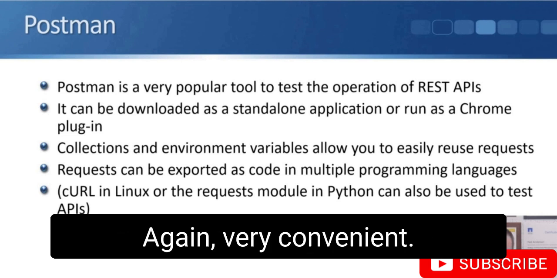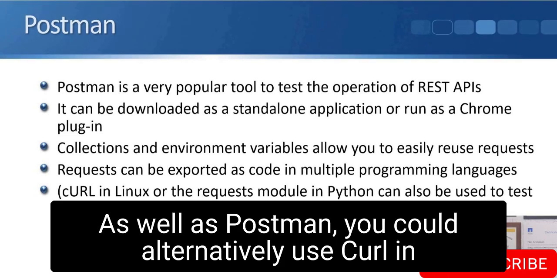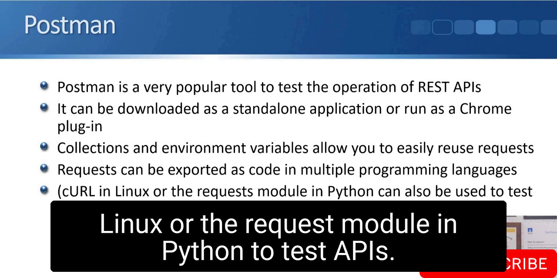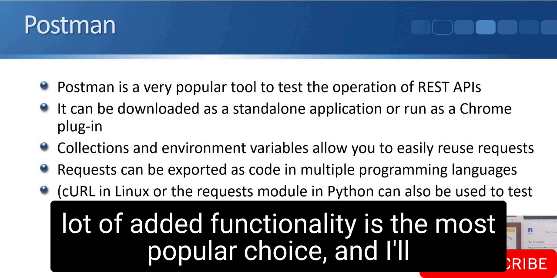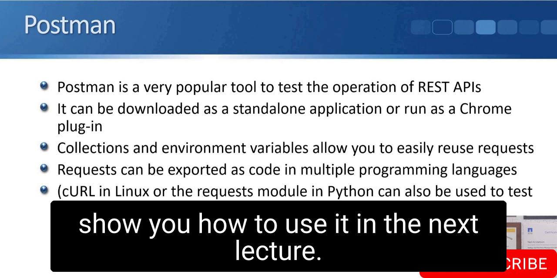Again, very convenient. As well as Postman, you could alternatively use curl in Linux or the request module in Python to test APIs. But Postman, because it uses a GUI and it's got a lot of added functionality, is the most popular choice. And I'll show you how to use it in the next lecture.